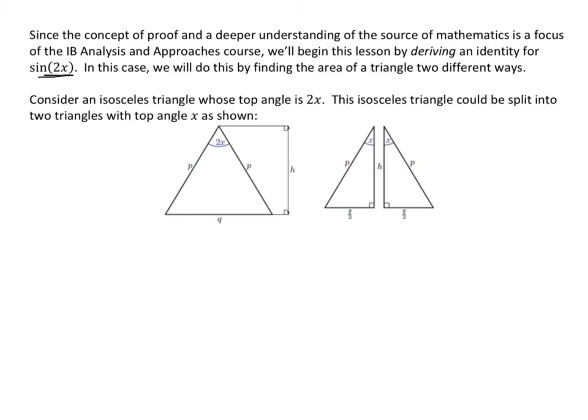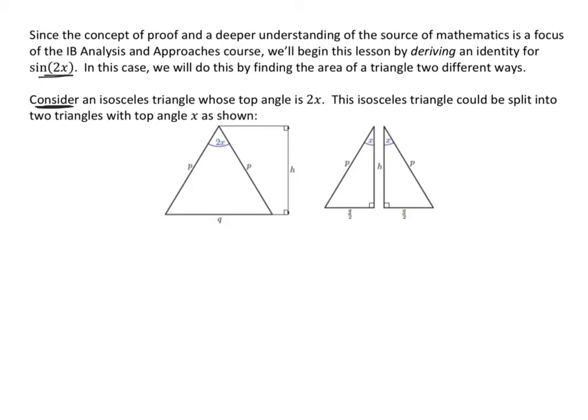Many proofs and demonstrations will start with a "consider" or with a "let." So we're going to consider an isosceles triangle. Here I have an isosceles triangle whose top angle is 2x. You might wonder, why did I make it 2x? Well, the person that wrote this said, hey, I want you to think about this as being 2x. The reason is they want you to think about the fact that you could split this triangle right down the middle and end up with two separate triangles whose top angles are x.